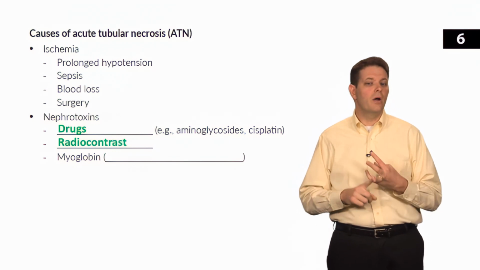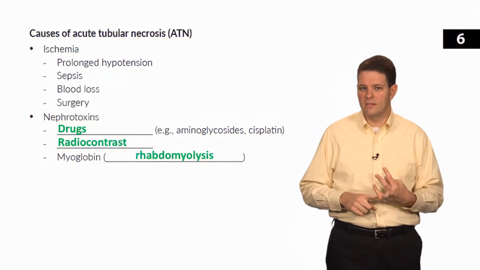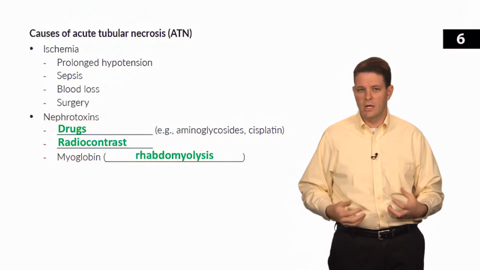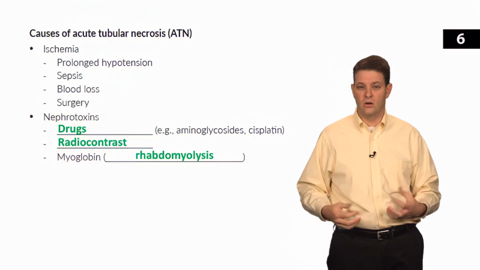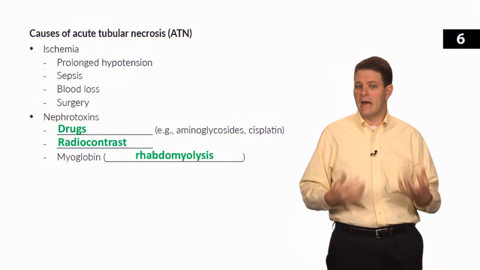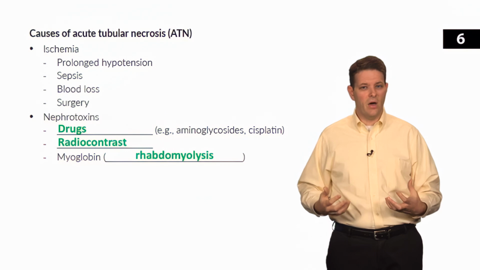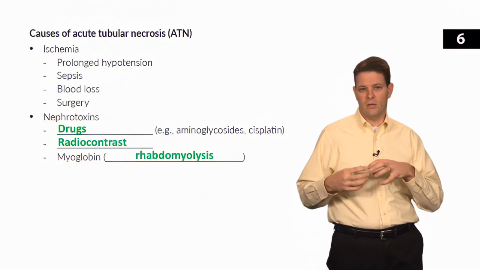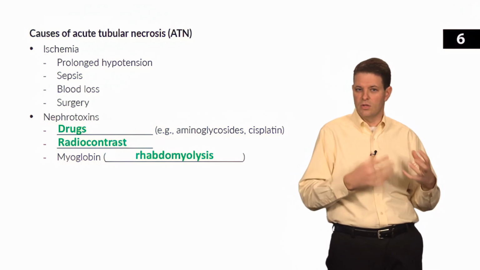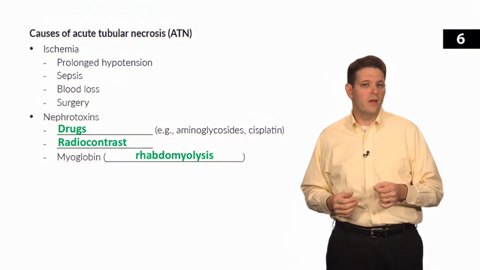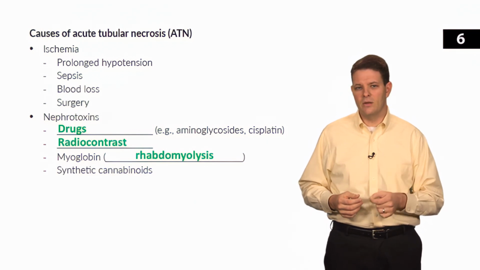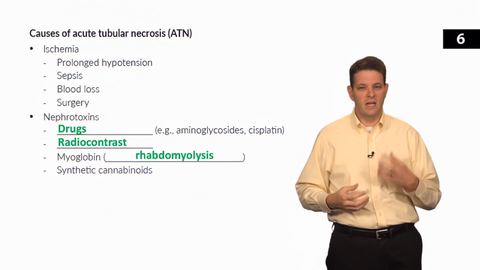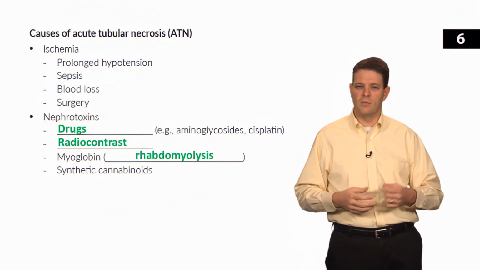Then another big one is myoglobin, specifically in the setting of rhabdomyolysis. So rhabdomyolysis occurs when there's massive muscle breakdown from a crush injury or prolonged seizures or a heat stroke or cocaine use, or even rarely from statins. And as the muscle breaks down, myoglobin spills into the blood, and then that myoglobin goes to the kidneys. The myoglobin gunks up the kidneys, and that leads to acute tubular necrosis. And then one recent development is that some synthetic cannabinoids like K2 or spice can potentially cause direct nephrotoxicity in ATN. And that may also cause rhabdomyolysis.